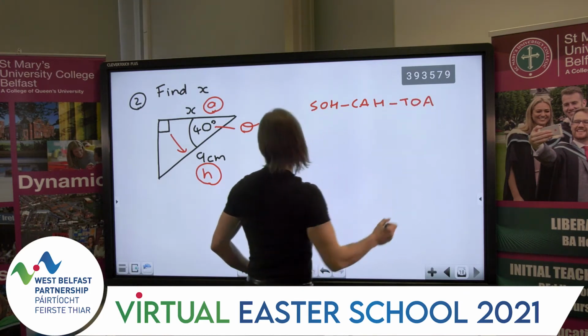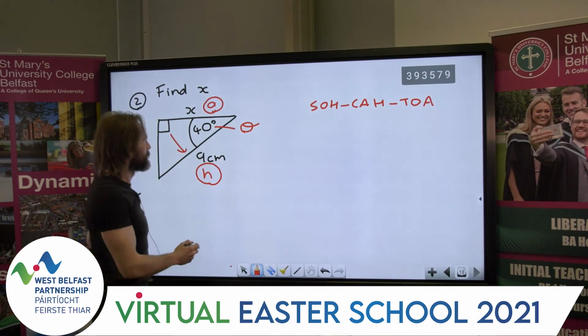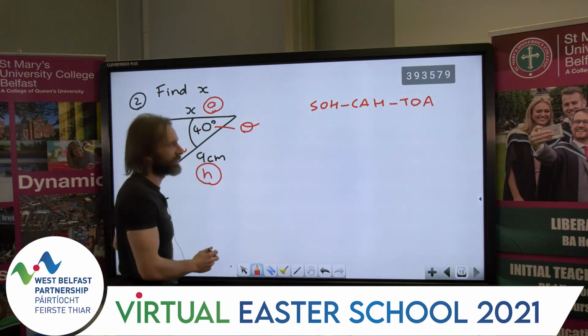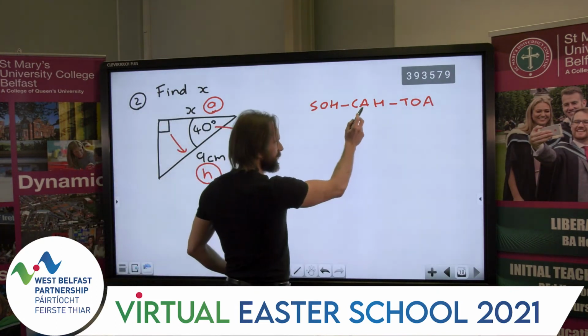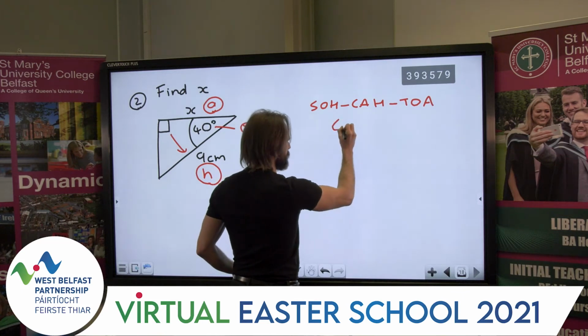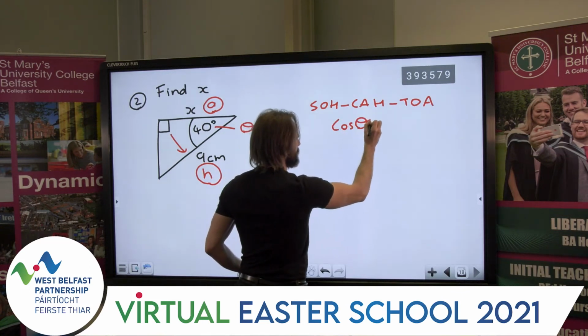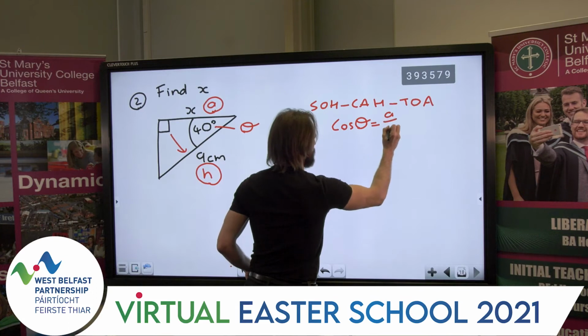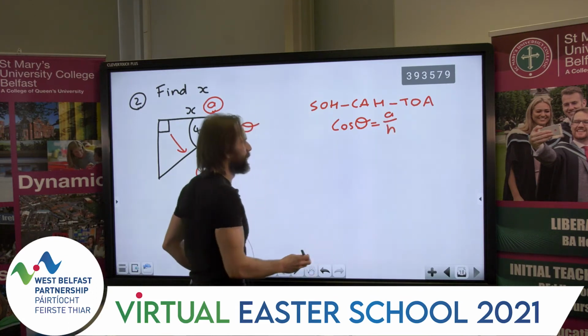Which one contains A and H? Okay, because A and H is what we're using, adjacent and hypotenuse. So that's O and H, this is A and H. So just remember that is cos beta equals A over H, adjacent over hypotenuse.